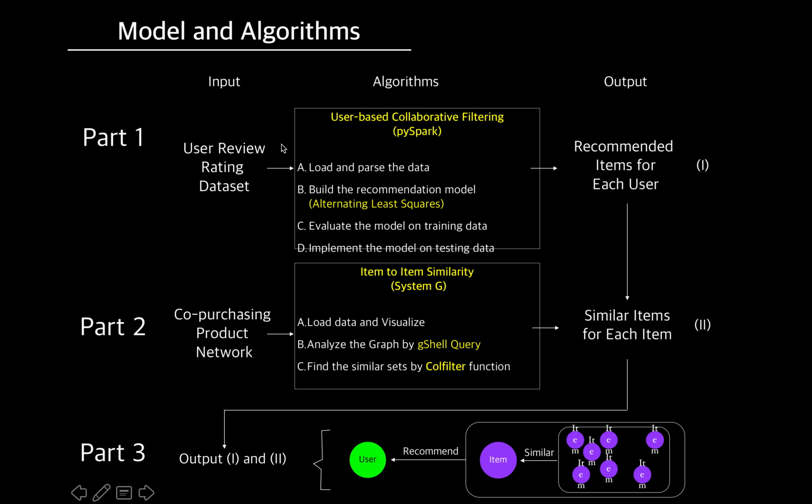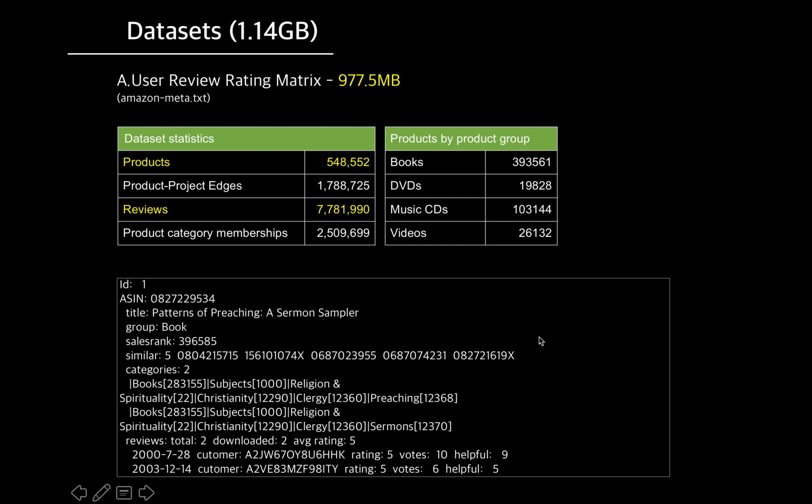Now in this graph, we can see the input and output of our two parts, and then we combine the two outputs to be the input of part 3 and realize the chain recommendation. Our total data set is about 1.14 gigabytes.